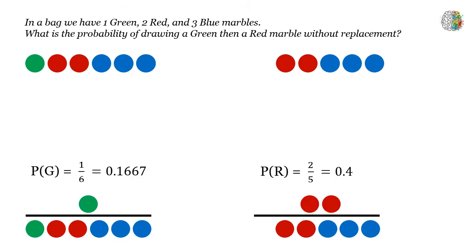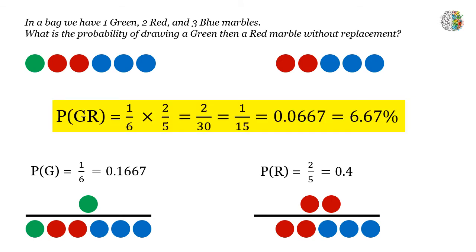So now to get the probability of drawing a red marble after I have already drawn a green marble, I have 5 possible marbles to choose from. There's 2 possible reds, so that means my probability for drawing a red is going to be 2 out of 5, which equals 0.4.